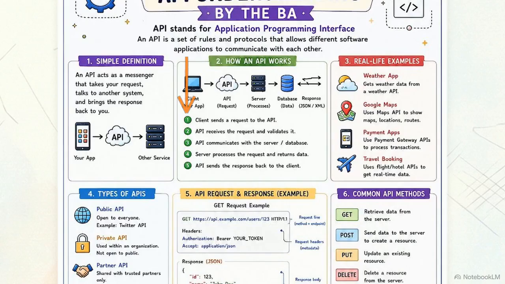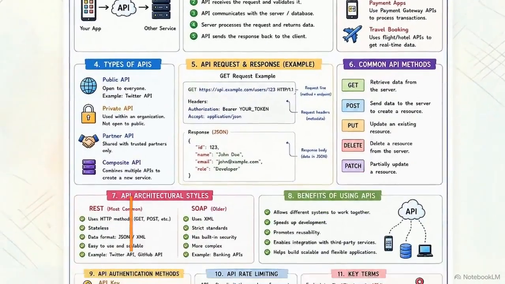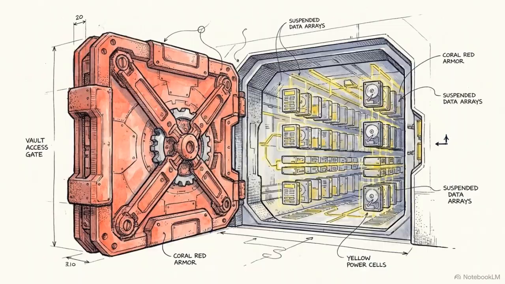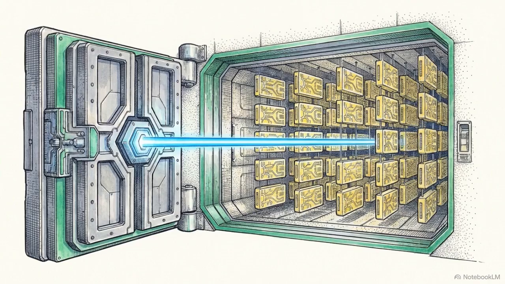At Step 2, the API halts the request for an identity check. It demands credentials, like an API key or OAuth 2.0 token, proving your app has permission for this data. This security checkpoint acts as a digital bouncer. Without it, anyone could query a private database and extract whatever they wanted. The API ensures only authorized requests get through the door.